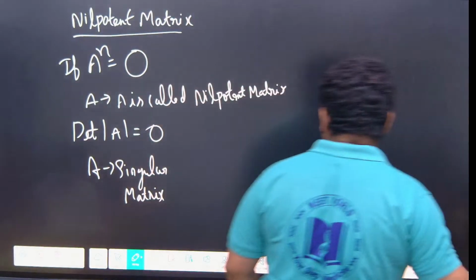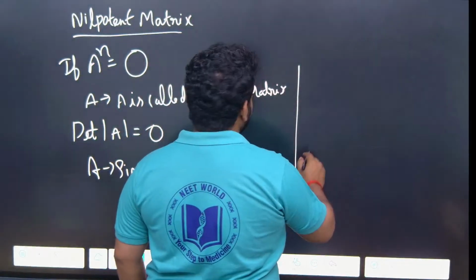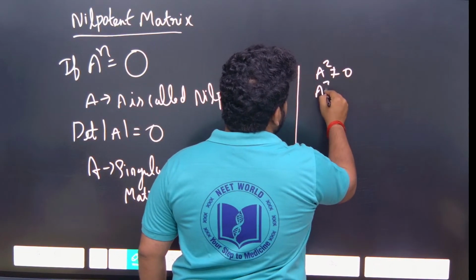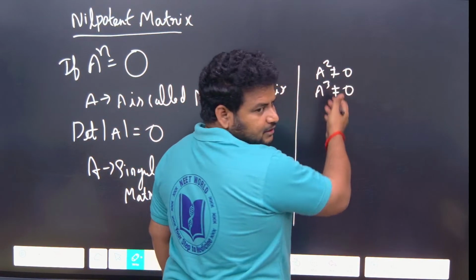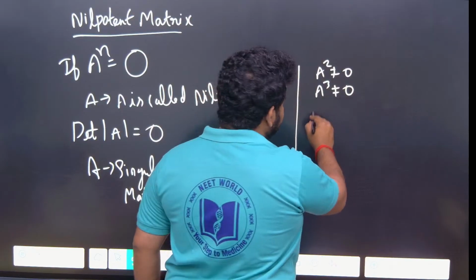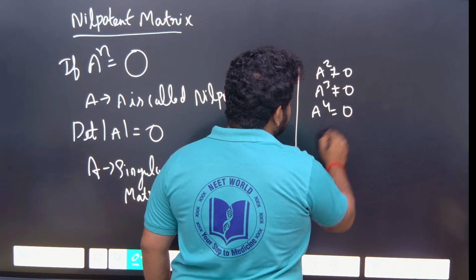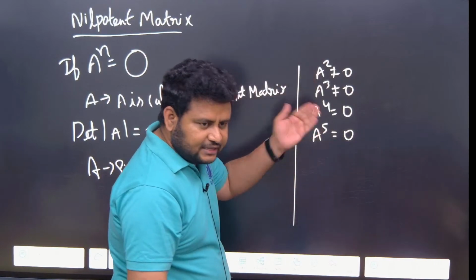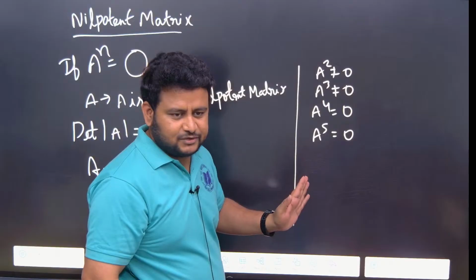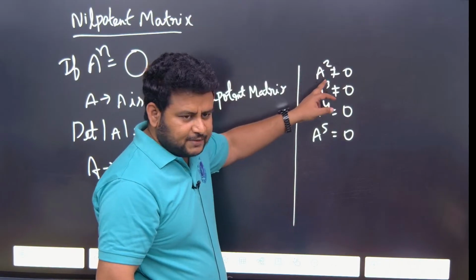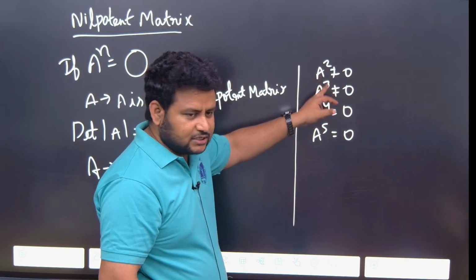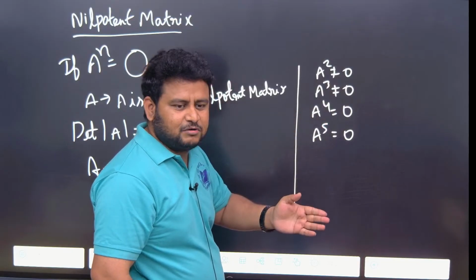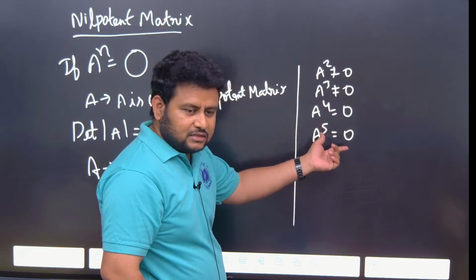Now, one more important property, in nilpotent matrices only. Suppose A square is not equal to 0, A cube is not equal to 0. Not all the powers need to be equal to 0. But if you get A power 4 is equal to 0, then A power 5 is equal to 0. Once you start here, all the increasing powers will become 0. A cube may not be equal to 0, A square is not equal to 0, but if you get A power 4 is equal to 0, then all the increasing powers will be null matrix only.